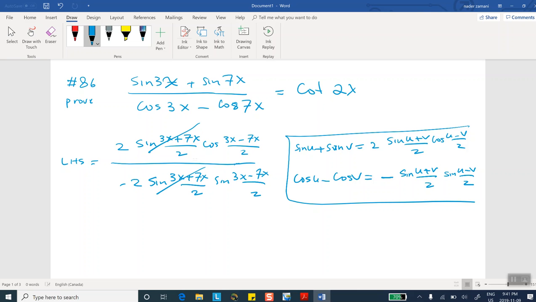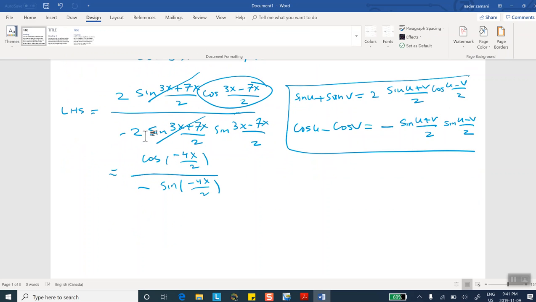First of all, these two cancel. The 2's cancel. So on the top you have cosine of this guy. 3x minus 7x is minus 4x, so we get minus 4x divided by 2. That's on the numerator. In the denominator, I have a minus, and then sine of 3x minus 7x is minus 4x divided by 2. Let's clean this up. This is equal to cosine of minus 2x divided by minus sine of minus 2x.